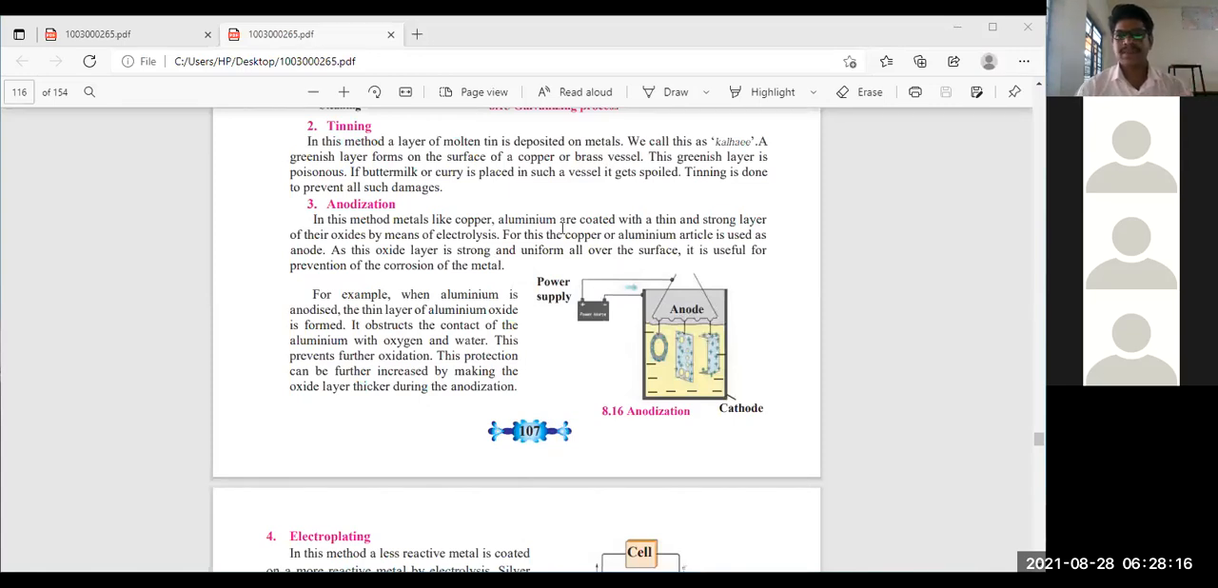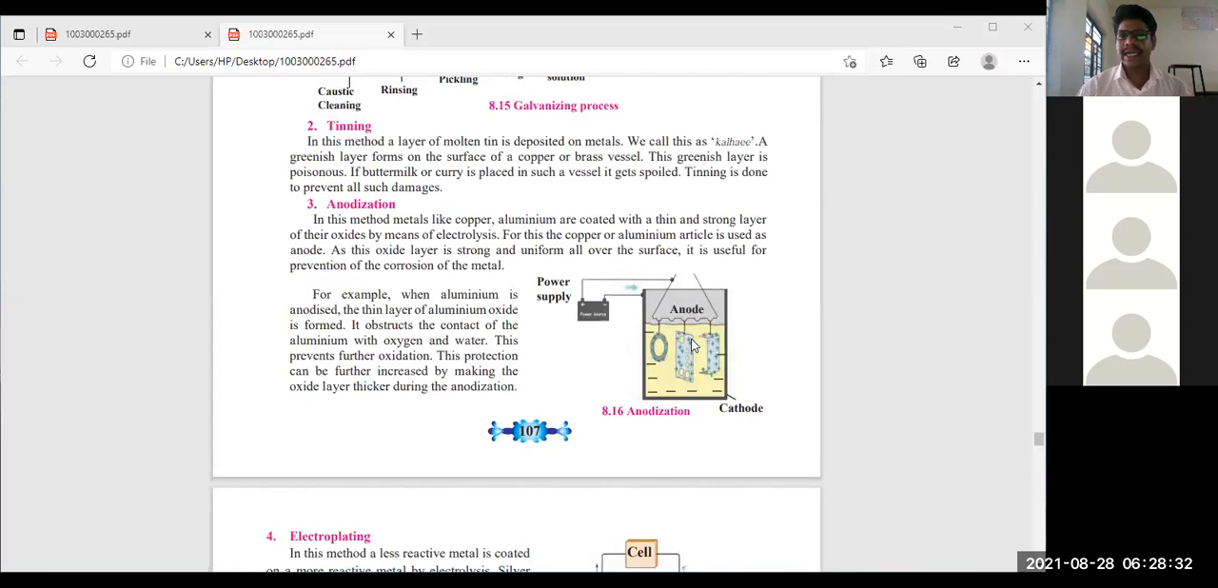Metals like copper and aluminum are coated with a thin and stronger layer of their oxides by means of the electrolysis process. So here in the electrolysis process we are using the anode and cathode. The copper or aluminum article is used as the anode, and an oxide layer is formed on it, which is useful to prevent corrosion of this metal.